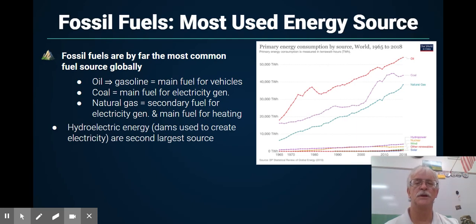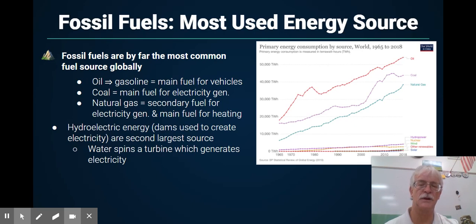Hydroelectric dams are the second largest source. The water behind the dam has a lot of potential energy. As it goes down the chute, potential is converted to kinetic, hits the turbine, and spins it, and that kinetic energy is transformed into electrical energy.